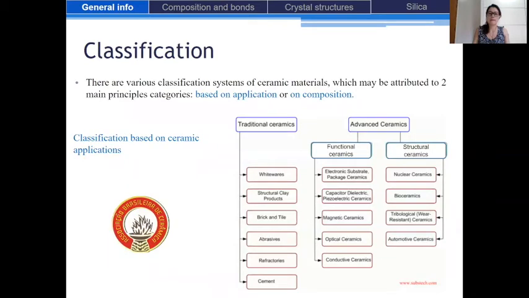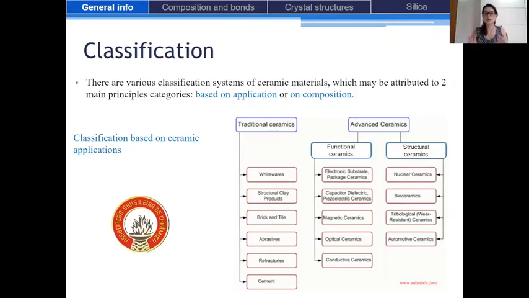So this very wide range of kinds of ceramics leads to the need for classification systems of these ceramic materials. So we find basically two classification systems. The first one is based on application of these materials, and the other one based on composition.